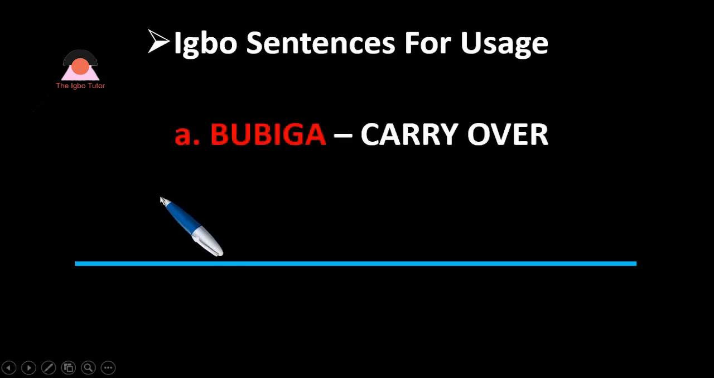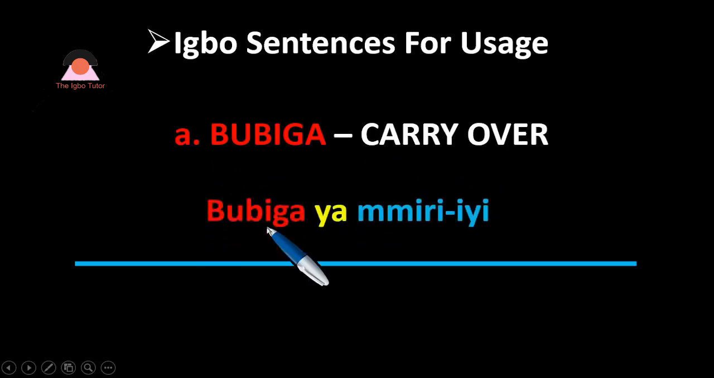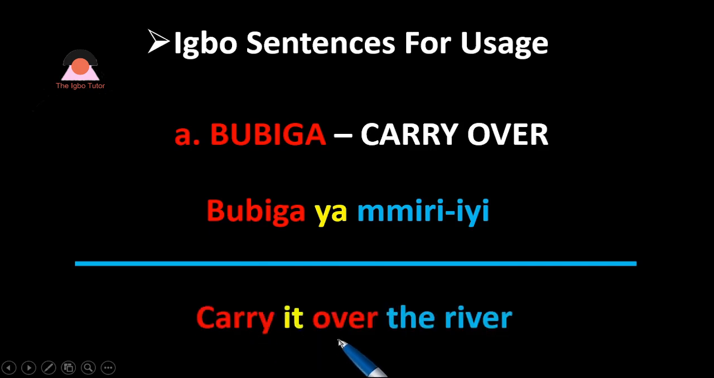Okay, let's see how to use them in sentences. We begin. Bubiga, carry over. We consider a sentence now. Bubiga ya mmiri iyi. What does this mean? Carry it over the river. Of course, from the color you can see that mmiri iyi is river.